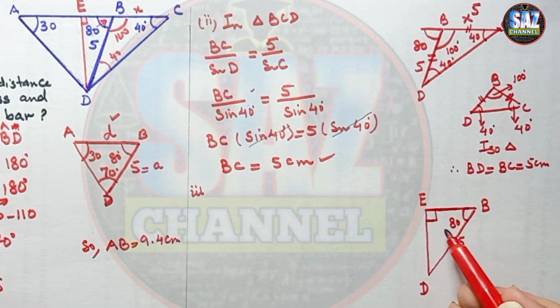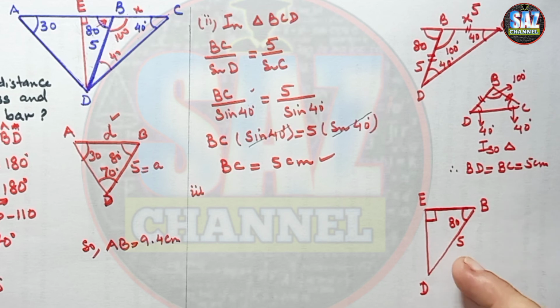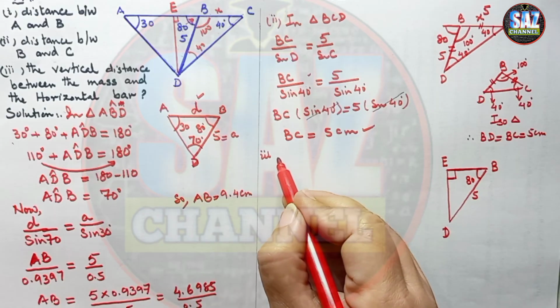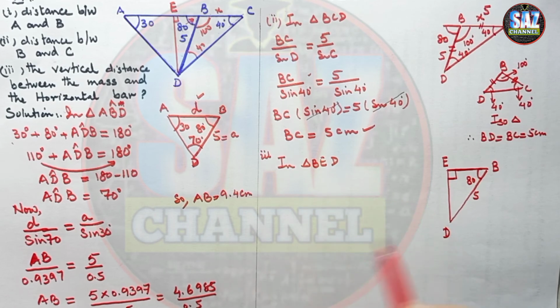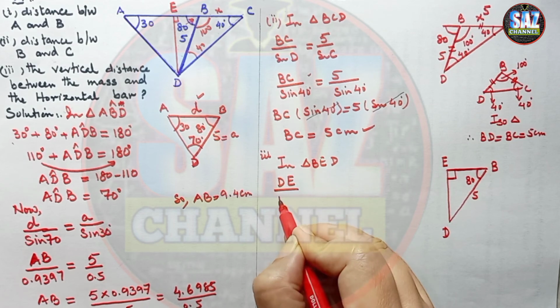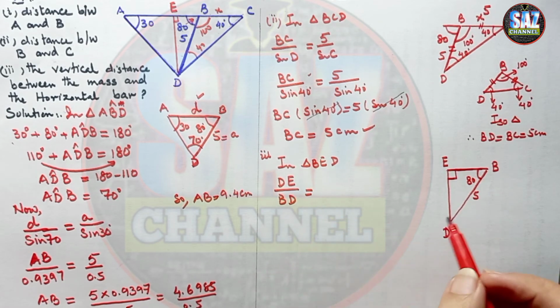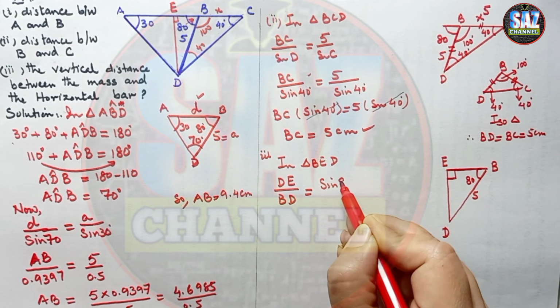Now with the reference of 80 degrees angle given, see what will be ED and what will be this 5 with the reference of 90 degree angle. This is opposite upon hypotenuse, because 5 is the side which is in front of 90 degrees, so it will be hypotenuse. In triangle BED, DE upon BD equals to opposite upon hypotenuse, sine 80 degrees.